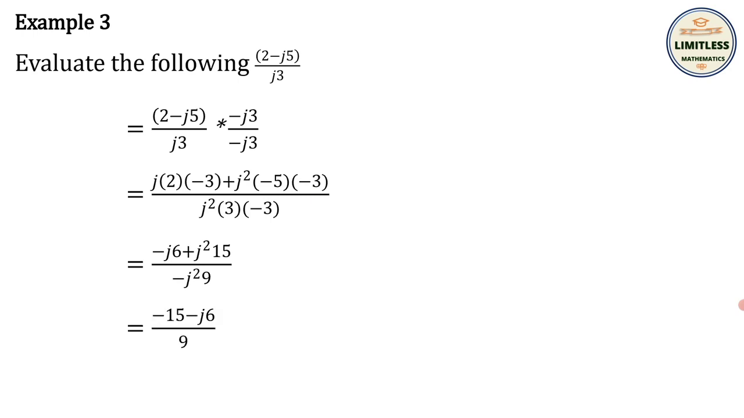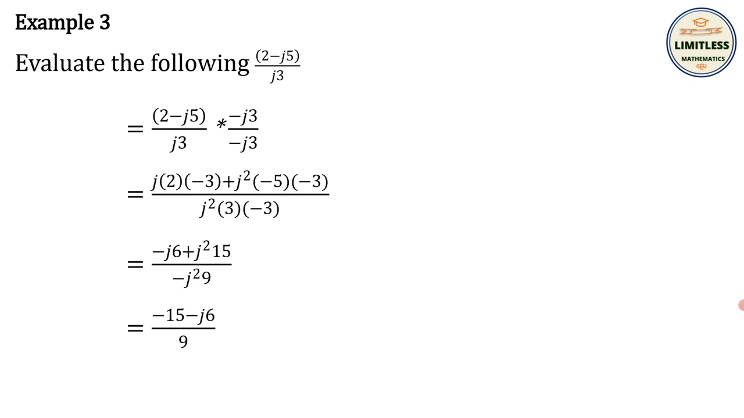Because j6 is negative, it comes to this side. Then the real part, because this is j square, is negative 1 times 15, which gives us negative 15. So j square is negative 1, because j itself is the square root of negative 1. From this point, it's a matter of simplifying.